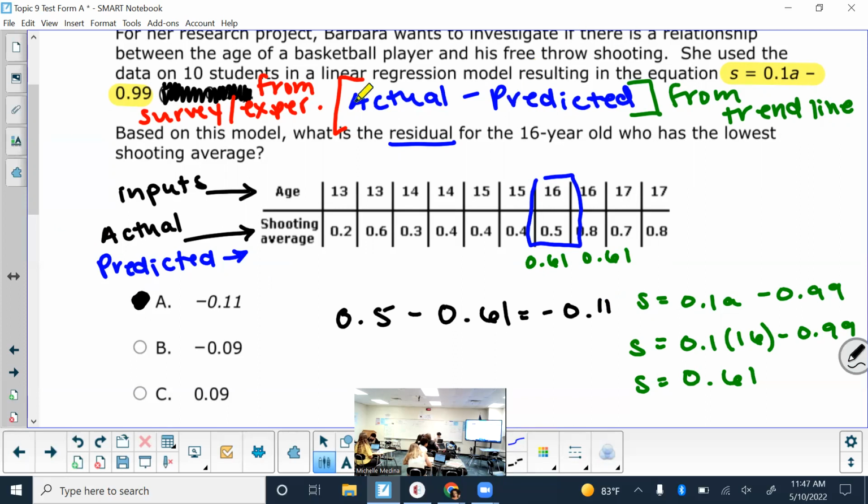So lots about residuals you need to know. You need to know residuals are actual minus predicted. You need to know actuals are from the actual data that was collected. Predicted is from your trend line. You need to know how to plug stuff in and where if you need to, and then do the actual minus predicted. All right, which other one would you like to see?